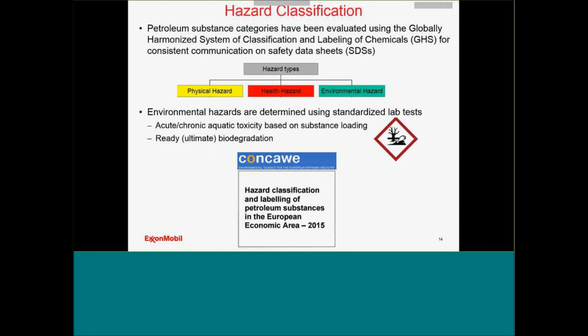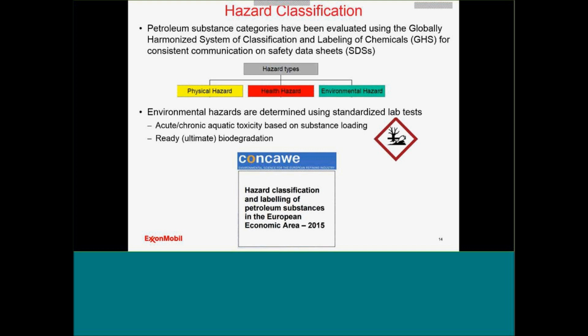I also just wanted to touch on the fact that the physical, health, and environmental hazards of various petroleum substance categories have been evaluated systematically by the manufacturers using the Globally Harmonized System of Classification and Labeling of Chemicals, essentially the GHS system, which then is used for reporting that information on safety data sheets. And such information can be particularly helpful in the event of a spill.